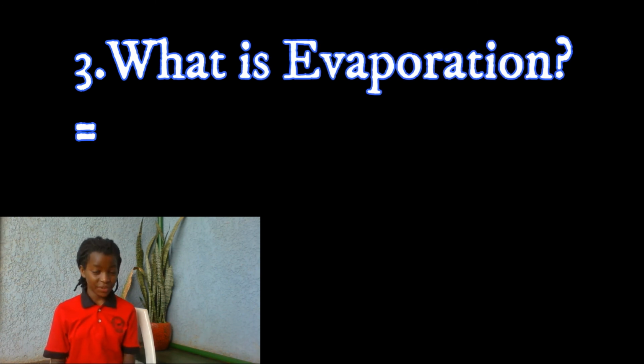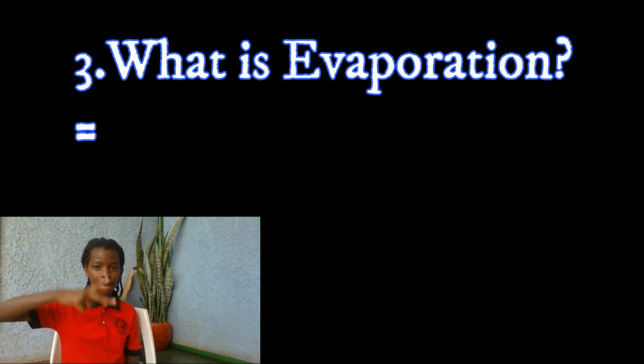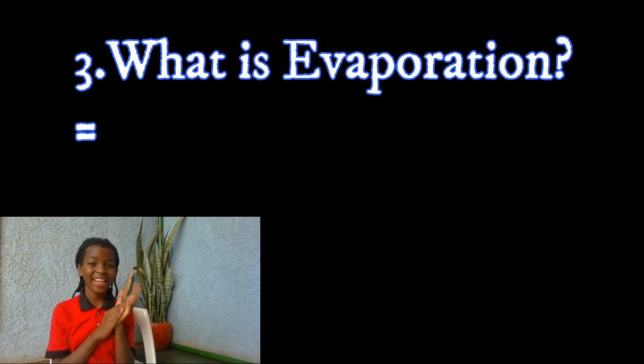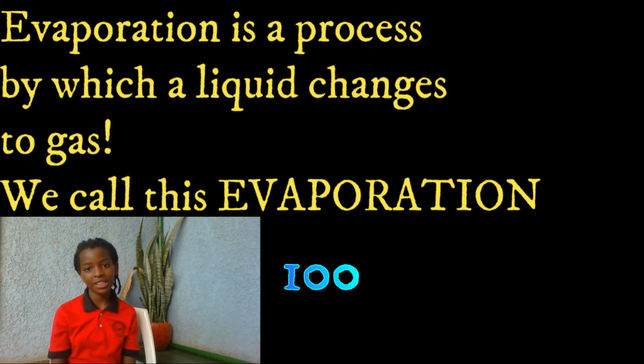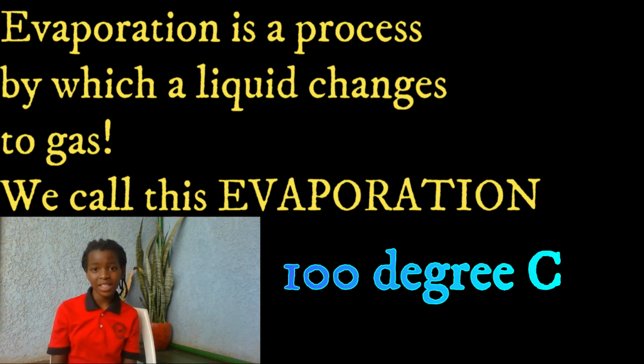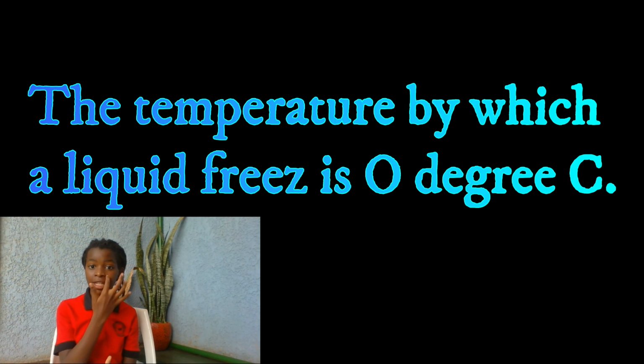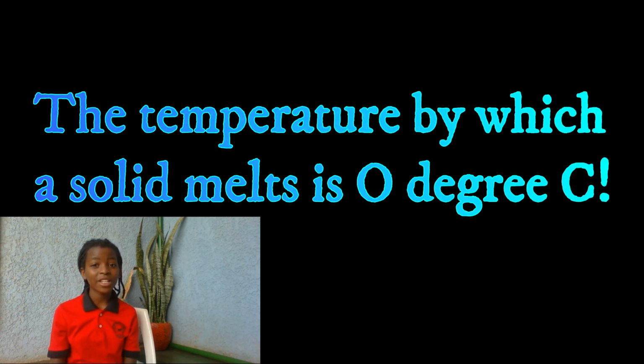Great. Now, what is evaporation? How do you call this process? Actually, no, the process is called evaporation. But what is it now? 3 seconds to respond. Evaporation is a process by which a liquid changes into gas. And the temperature at which a liquid boils is 100 degrees Celsius. The temperature at which a liquid freezes is 0 degrees Celsius. And the temperature at which a solid melts is 0 degrees Celsius.